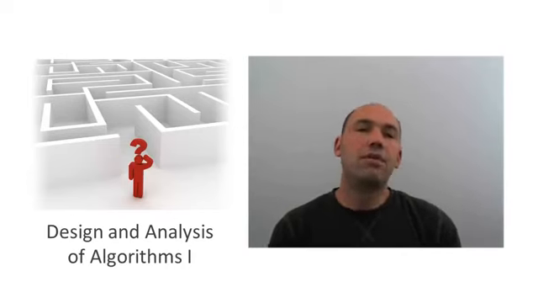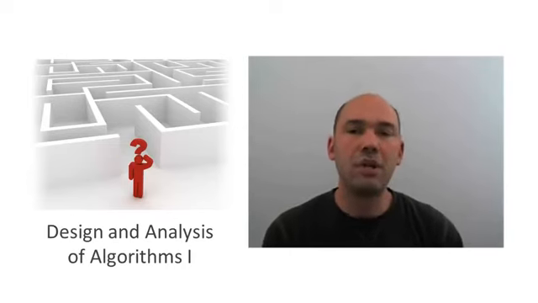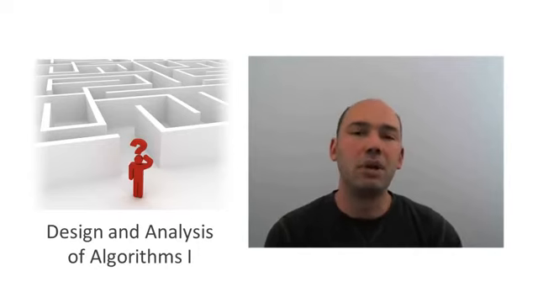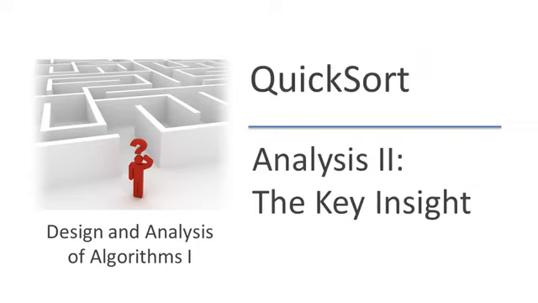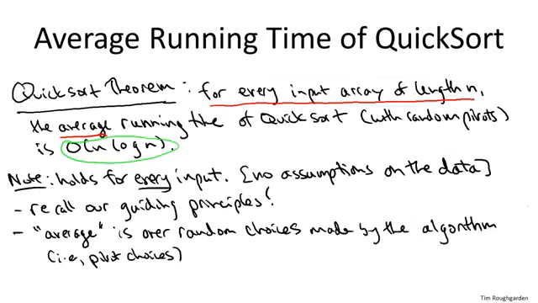This is the second video of 3 in which we prove that the average running time of randomized quicksort is big O of n log n. So to remind you of the formal statement, again we're thinking about quicksort where we implement the choose pivot subroutine to always choose a pivot uniformly at random from the subarray that it gets passed.